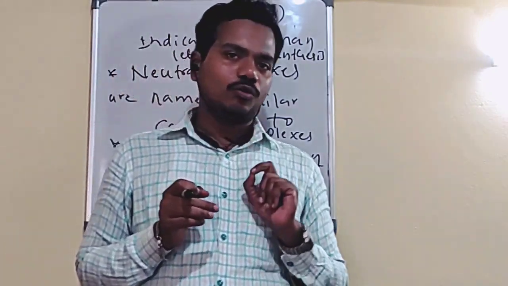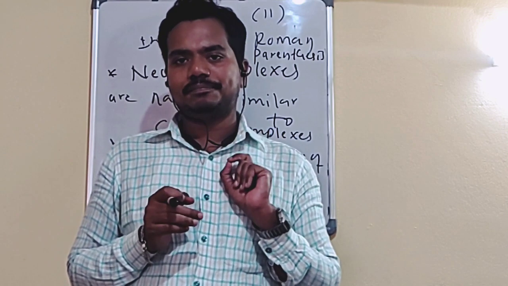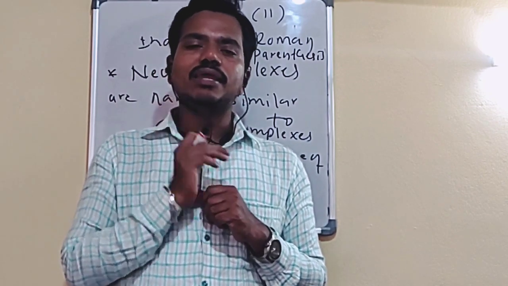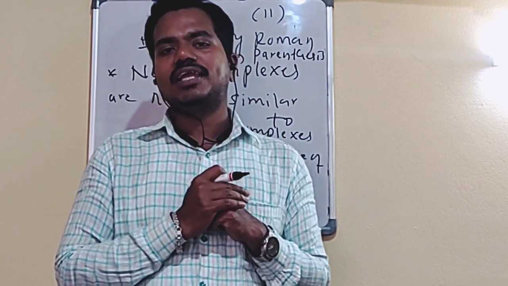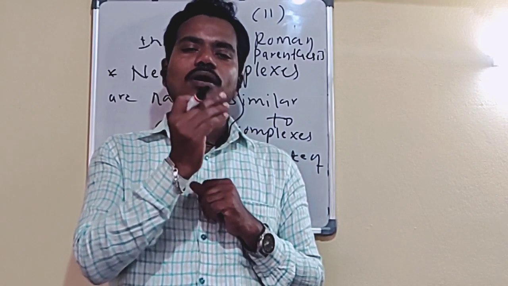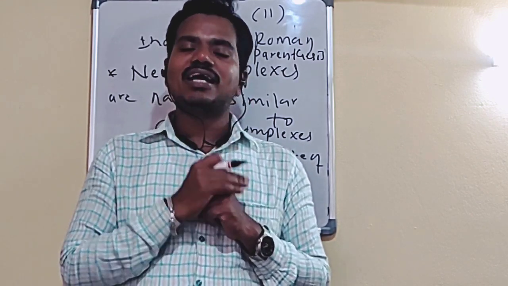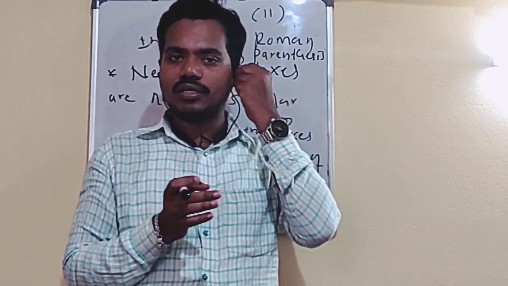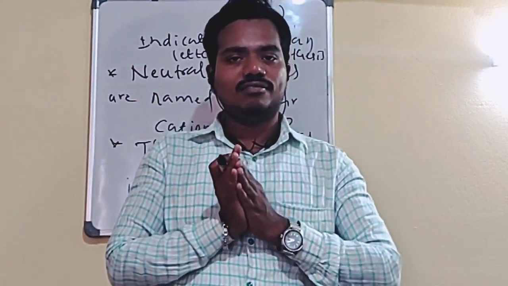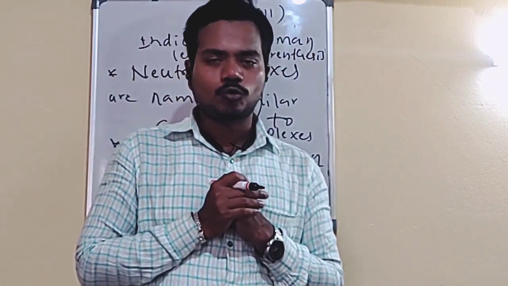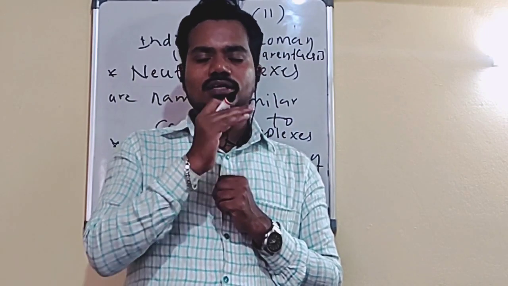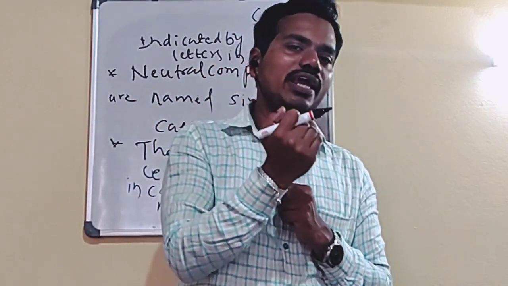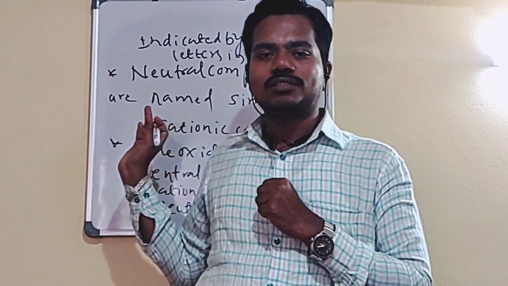Next: if the complex is a cationic complex, the name of the central metal atom or ion is the same. If your complex is an anionic complex, the name of the central metal atom or ion ends with -ate, for example cobaltate, platinate. Some names of the central metal ions also change to the Latin word, for example iron. Clear? Next, neutral complexes are named similar to cationic complexes. The same way we name cationic complexes, we name neutral complexes.